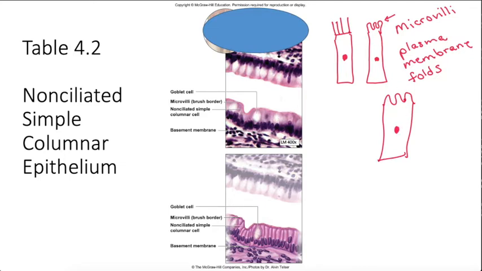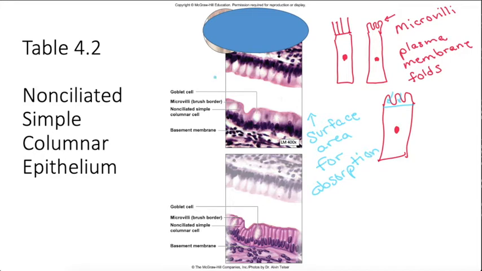What on earth are these microvilli for? Well, you have extra plasma membrane, a lot more surface area than you would have if it was just flat. And that surface area allows for more area for absorption. So microvilli increase surface area for absorption. So these cells, and this tissue, is really good at absorption.